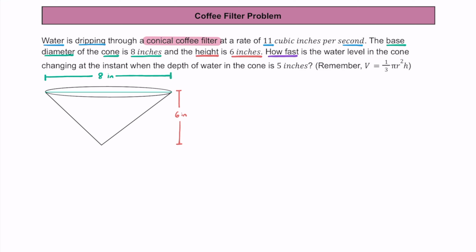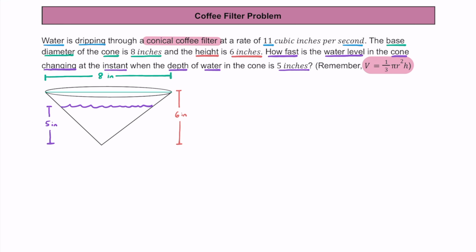The question here is, how fast is the water level in the cone changing at the very instant when the depth of the water in the cone is exactly 5 inches? And here we have our cone. Let's just say that our water level of 5 inches is right about here. It might not be totally proportional, but just work with it.